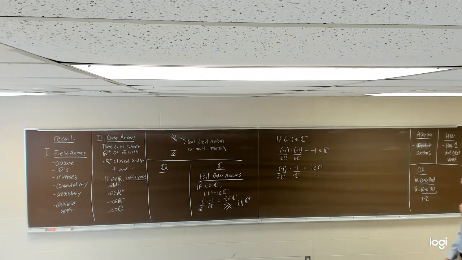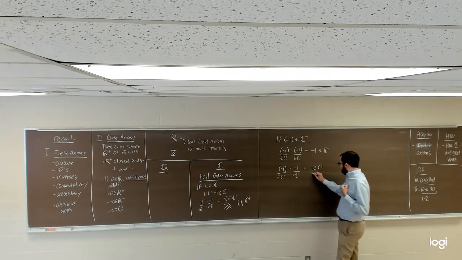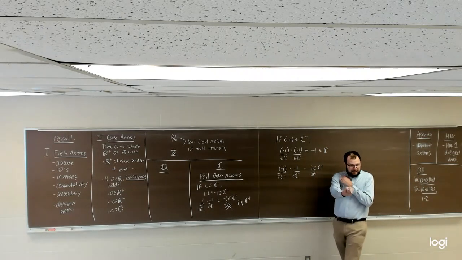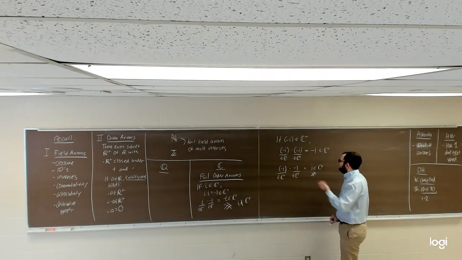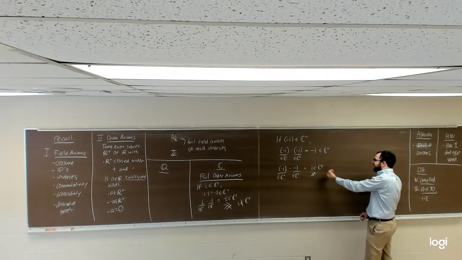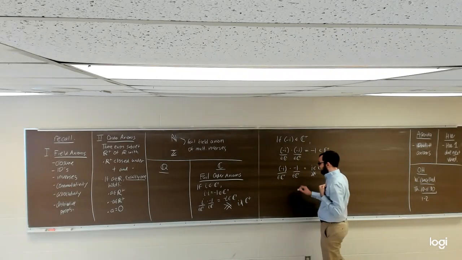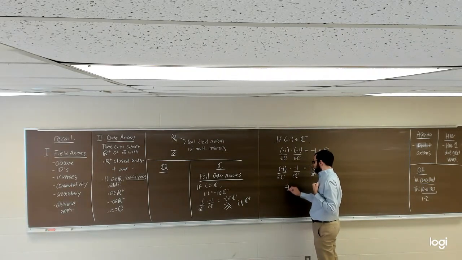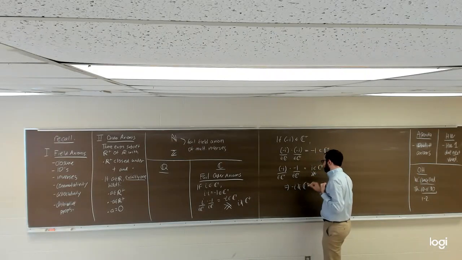Because hold on to your hats. So this is a contradiction. I'll answer your question in just a second. So if negative I is a positive complex number, that would imply I is a positive complex number, which can't happen, which then tells us negative I is also not a positive complex number.